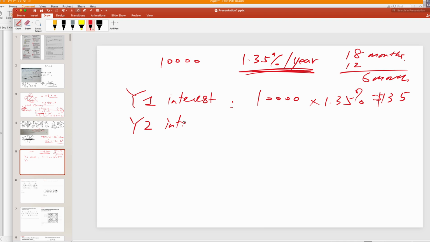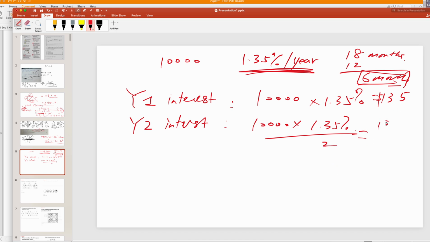So you have to take care of that half. So basically, you just do this. This is for 1 year interest, right? But you only want 6 months, so you divide by 2. Does it make sense? So it's 135 divided by 2, so it's 67.5. So the total interest is this plus this.